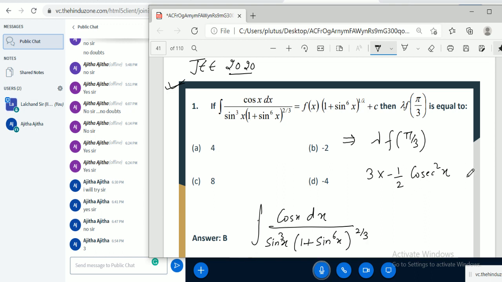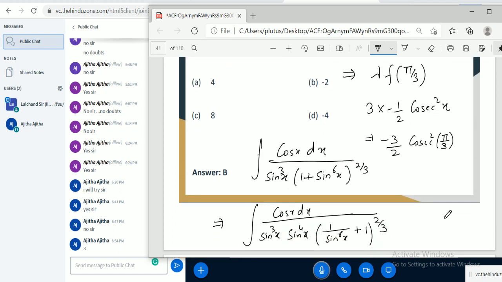Okay. So if we substitute the value of pi by 3, then we have minus 3 by 2 cosec square pi by 3. So what is the value of cosec pi by 3? 2 by root 3. Okay. So if we substitute, minus 3 by 2 times the square of 2 by root 3, that will be 4 by 3. This will get cancelled. And so our final answer will be negative of 2. So this will be our final answer.